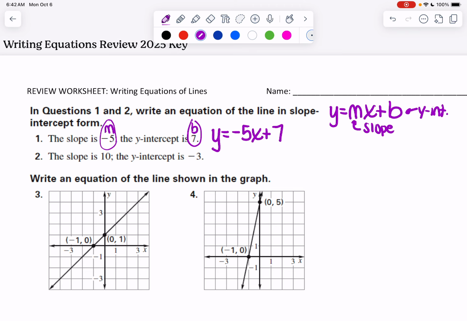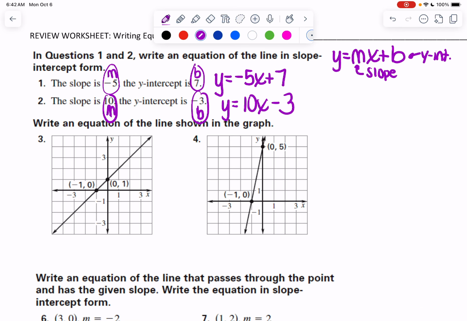In the next one, the slope is 10, so m is 10, and the y-intercept is -3, so that would be b. So y equals mx plus b would be y equals 10x plus the -3, which would just be -3. So that's the most basic, where I'm just giving it to you in a sentence. What we're going to look at next is what happens when you have it on a graph.